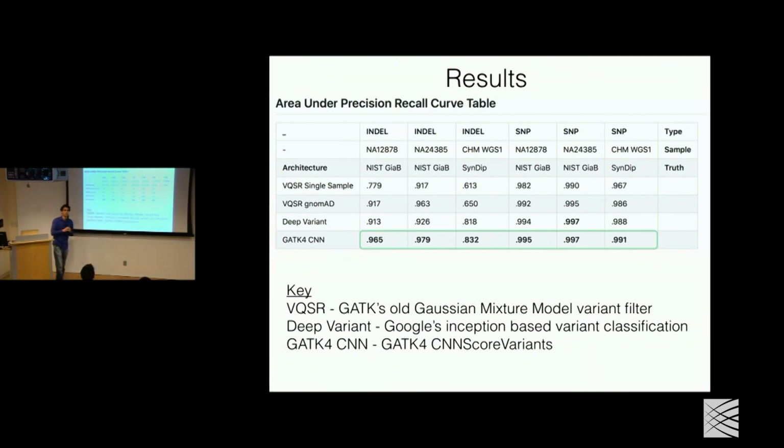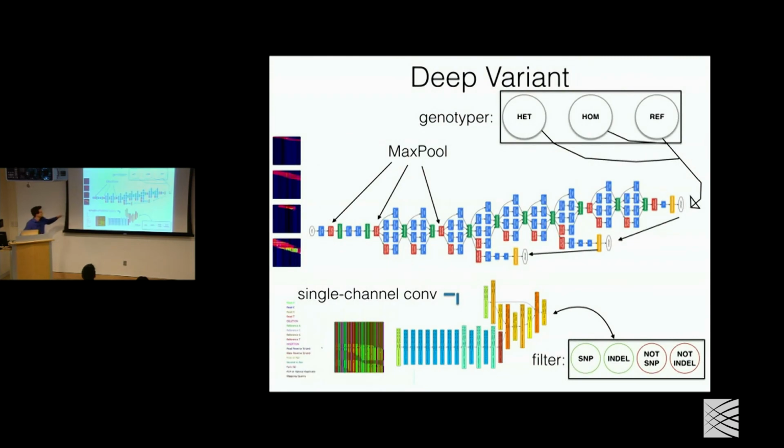Yes? Can you say a little bit about how you deal with differences in coverage? So when you're wiring up your network, do you just set the maximum coverage to be the size of your initial input? Exactly. So we have a maximum coverage here, and when we have more than that, we just randomly downsample until it fits.